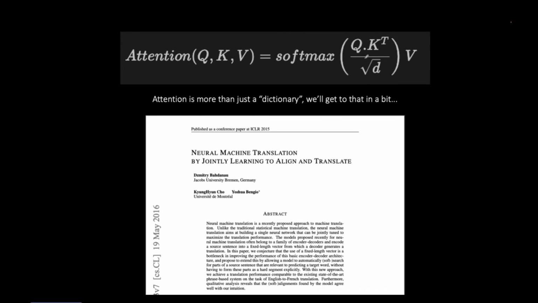We're going to revisit attention a little bit later because it does more than that. But people in the field have often heard about this very famous paper called Neural Machine Translation by Jointly Learning to Align and Translate. This is a high-profile paper from Yoshua Bengio's lab at the University of Montreal. It was published in 2015.